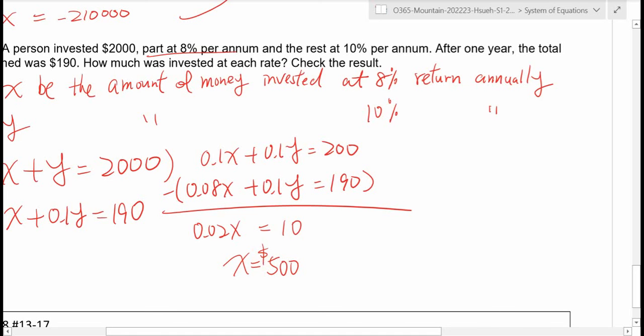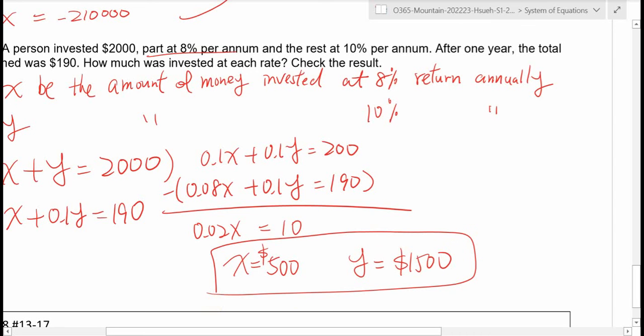Let me double check once again. Yes, this time it is $500, and that sounds about right as well. Okay, so in total is 2,000, and so if we invested $500 in the X, that means it's $1,500 for the Y. Okay, and that would be your final answer.